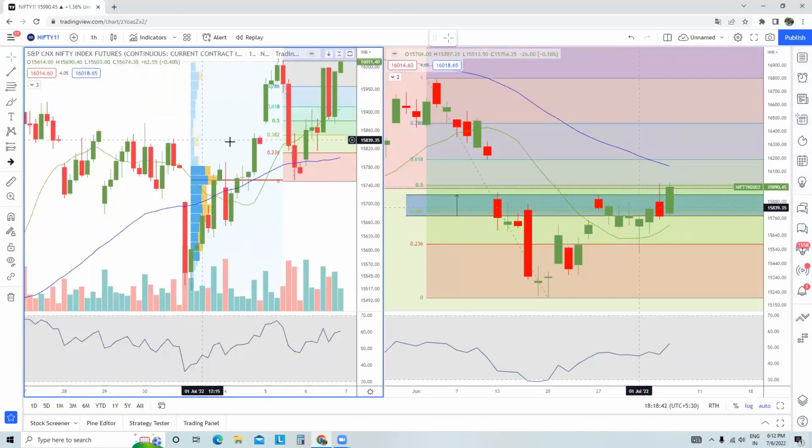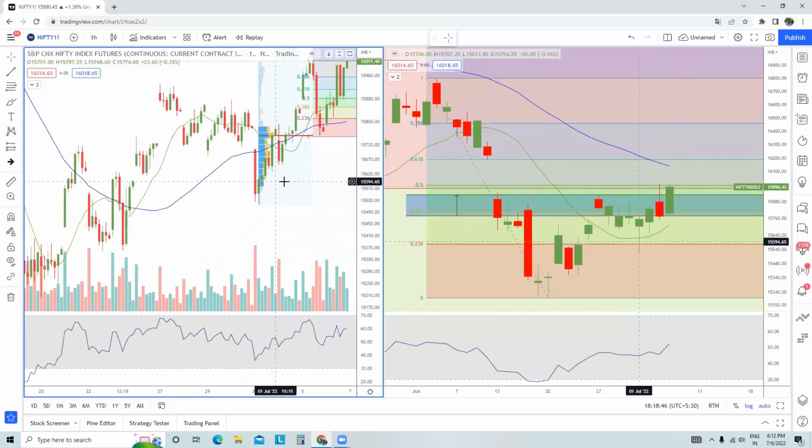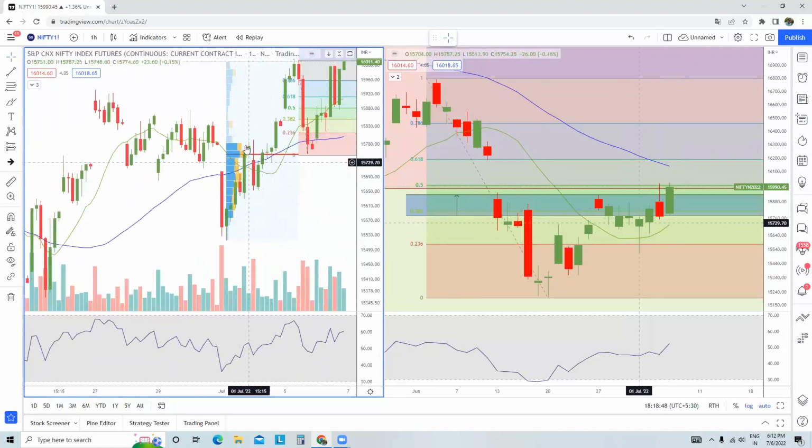Now, what was the reason of yesterday's pullback? The reason of yesterday's pullback was mainly, I believe, in this zone somewhere over here. A lot of volumes have been generated, and you can see this POC, point of control. This has acted as a very strong support.